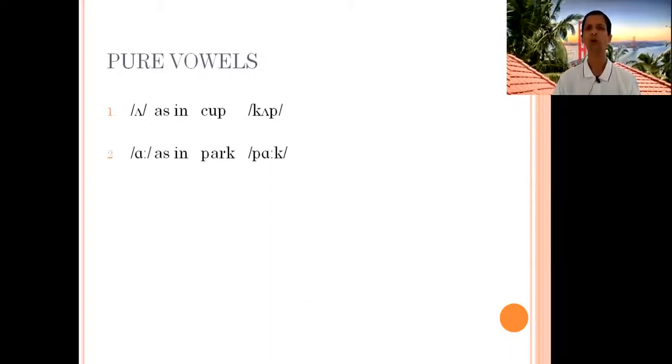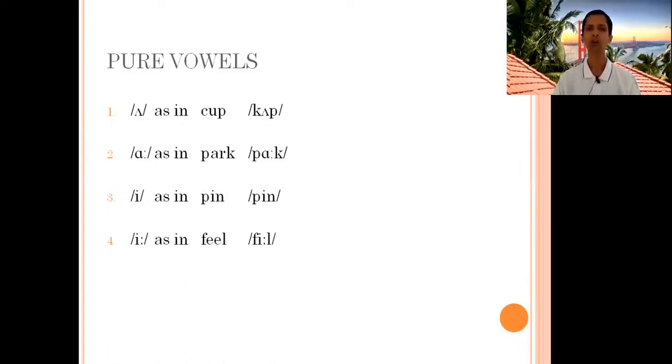The next pure vowel is the longer form of /ʌ/, that is /ɑː/, as in park. The next sound is /e/, as in pin. Please note that this is not I. The slashes should make us understand that this is not the letter I, but the sound /e/, as in pin. The next sound is the longer form of /e/, that is /iː/, as in feel.